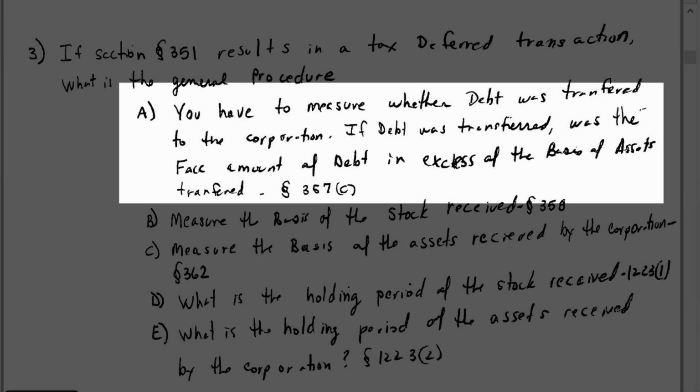The next section you go to is 357C. There's an order, and you have to go to 357C next. Because going to 357C, you have to measure whether you have debt in excess of basis of the assets contributed.